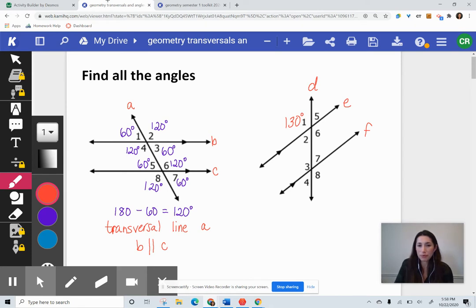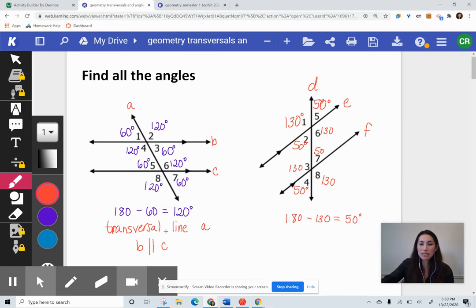Great. And we've got 130, 130, 130. Now I'd like for you to find the measurement of angle 5, 2, 7, and 4. How could we find those? Great, hopefully you took 180 and subtracted 130. And the measurement for all of those angles would be 50 degrees. So that would be 50, we've got another 50, we've got another 50, and we've got another 50.